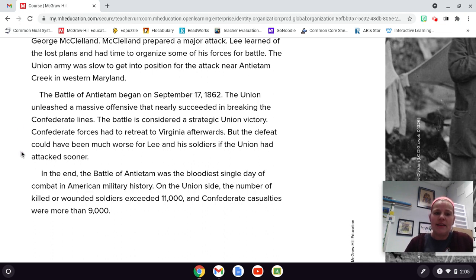In the end, the Battle of Antietam was the bloodiest single day of combat in American military history. On the Union side, the number of killed or wounded soldiers exceeded 11,000, and Confederate casualties were more than 9,000. So that's more than 20,000 total soldiers that died in this one-day battle.